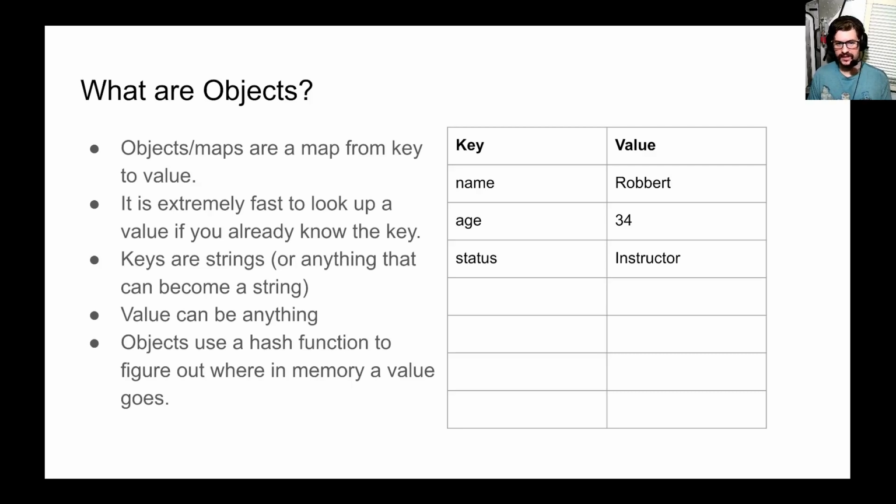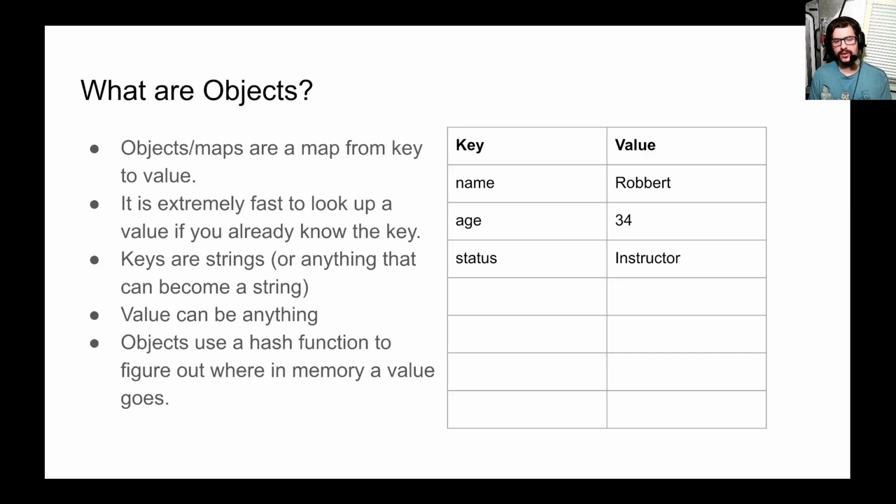Keys are strings or anything that can become a string. So you can use a number as a key, you can use a Boolean as a key, but JavaScript is going to convert that to a string for use. The value can be anything, any variable. It can be a string, a number, function, object, whatever.